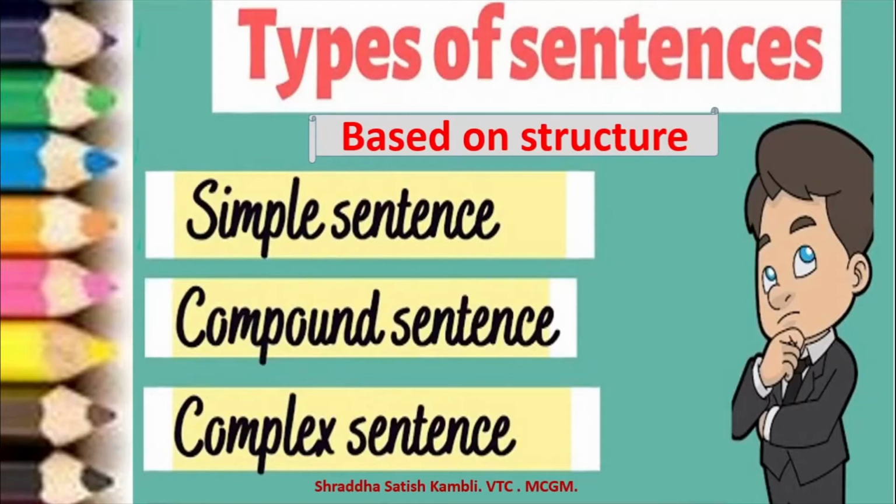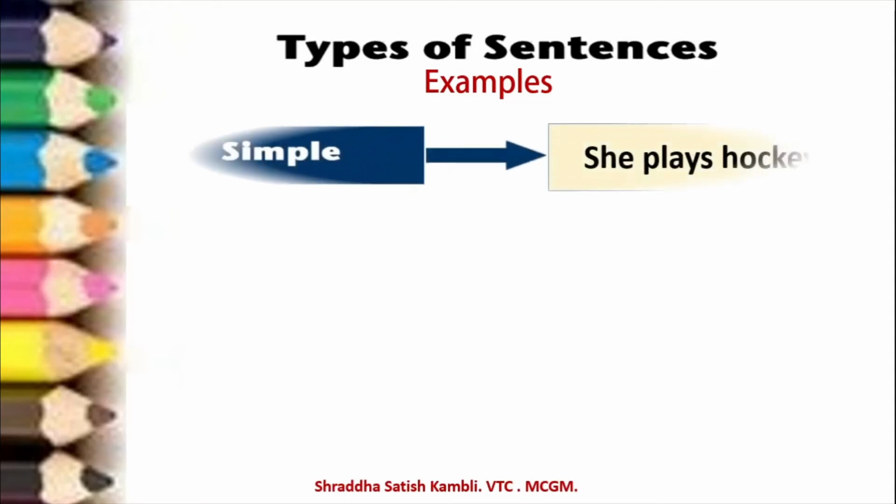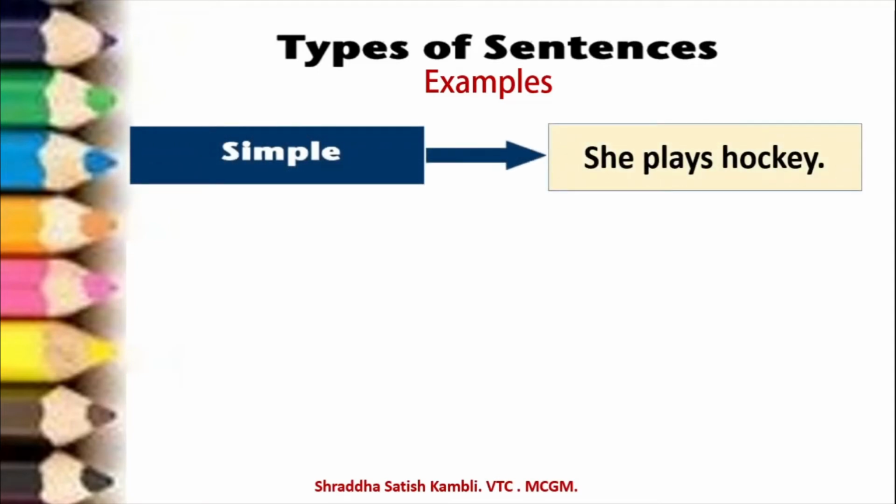Alright, so on that positive note, let us start to understand what the types of sentences based on structure are. We'll pick up the first type, but before that we will go to general, simple examples of types of sentences. Okay, so you have simple here. Simple, what is the meaning of simple? Simple means something without any complication. So just look at this example here. She plays hockey. Simple, isn't it? So this is an example of a simple sentence.